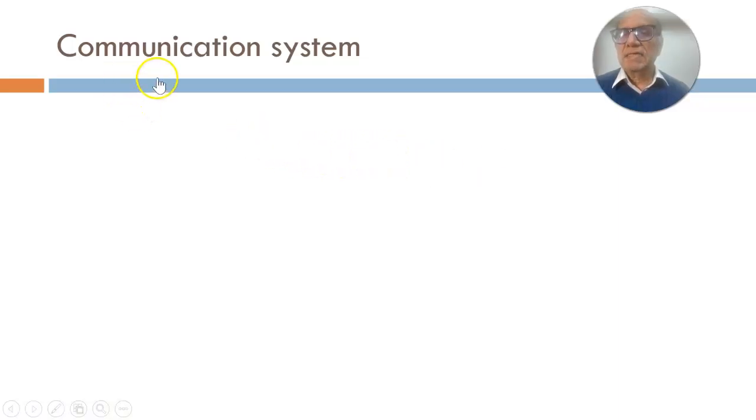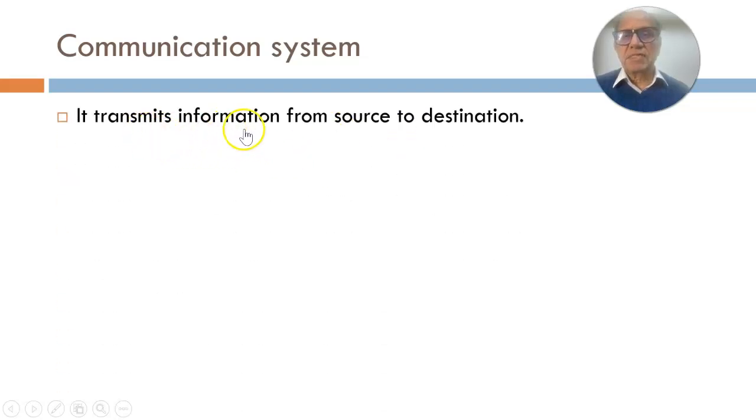And we start by asking the question as to what is a communication system? What is the entity which is called a communication system? So it is an entity which transmits information from source to destination. That is the simple definition of a communication system.